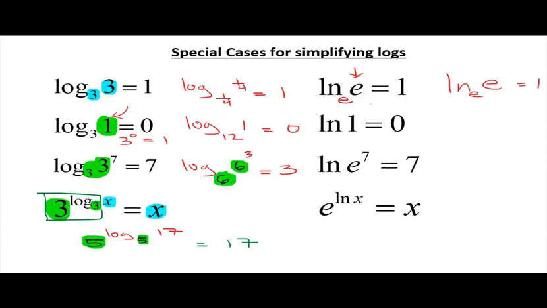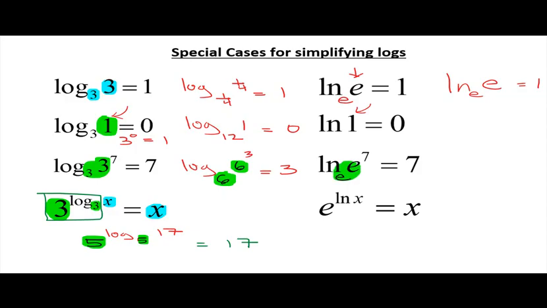Down here, if this value is 1, just like we talked about over here, this is going to equal 0. So natural log of 1 is going to equal 0. And the same thing here: if the base is e, and these are the same, the answer is just going to be the exponent. In this case, it's 7.